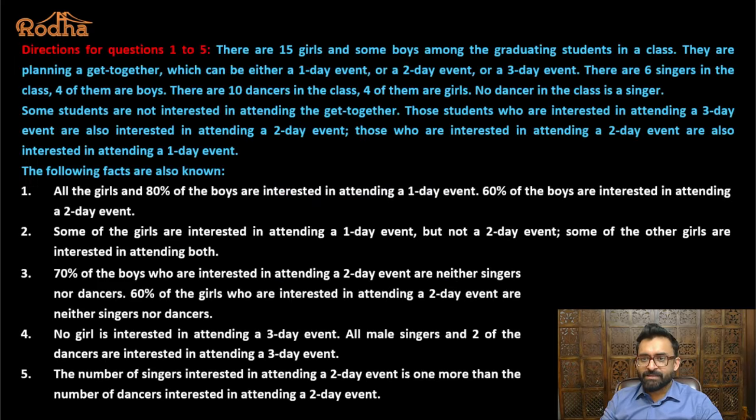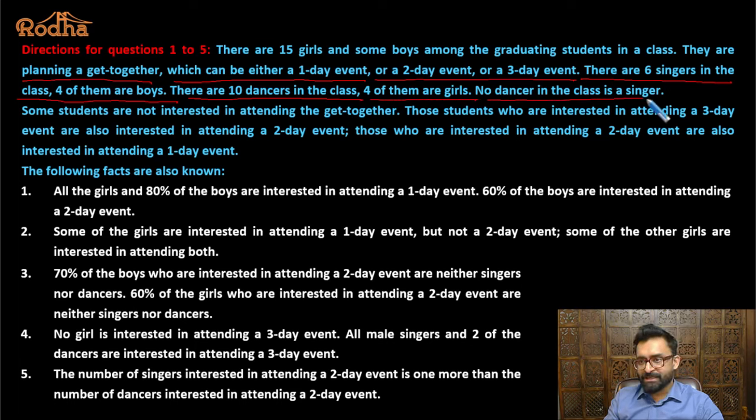There are 15 girls and some boys among the graduating students in the class. They are planning a get-together, which can be either a 1-day event, a 2-day event, or a 3-day event. There are 6 singers in the class and 4 of them are boys. There are 10 dancers in the class, 4 of them are girls. No dancer in the class is a singer. Some of the students are not interested in attending the get-together. Fine, so they are not interested at all.